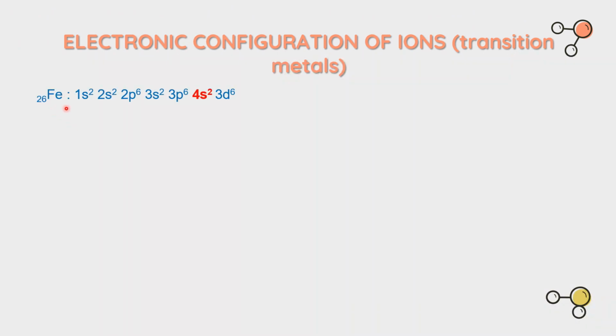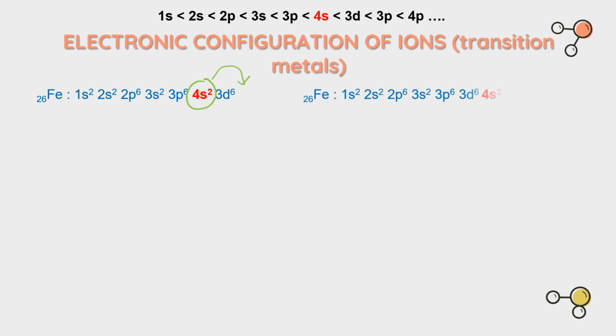This is the electronic configuration of ferrum-26. According to the Aufbau Principle, since the energy level of the empty 4s orbital is a bit lower than the 3d, we will fill electrons into the 4s orbital before the 3d. After you have got this configuration, please make sure you move the position of the 4s orbital to the back of the 3d to become like this.